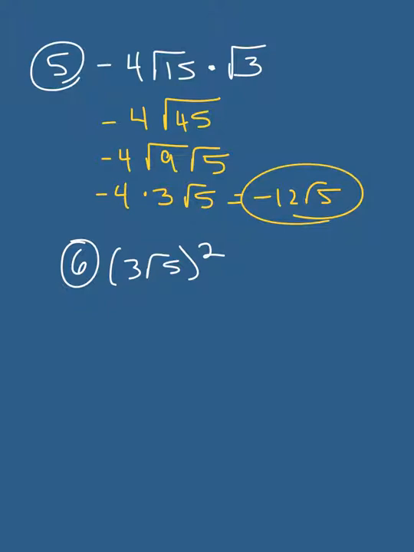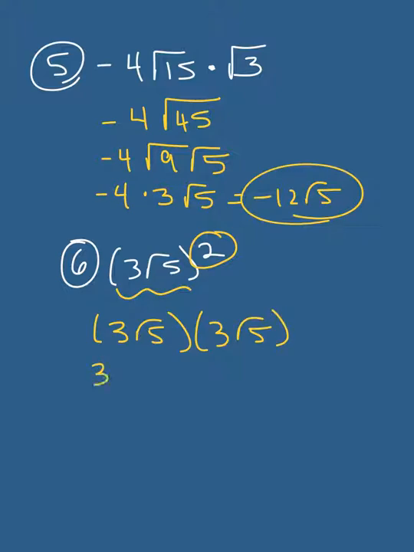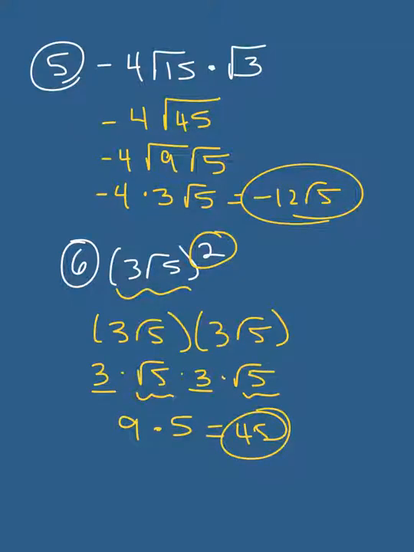In number 6, we have the quantity of 3 root 5 squared. And I think the easiest way to do that is just to rewrite it. We know that when I see that square, it means to take everything in the parentheses twice. So I have 3 root 5 times 3 root 5. Now again, remember that means 3 times the square root of 5 times 3 times the square root of 5. So I'm just going to regroup things. So 3 times 3 gives me 9. And then root 5 times root 5 gives me 5. So when I take 9 times 5, I get 45.